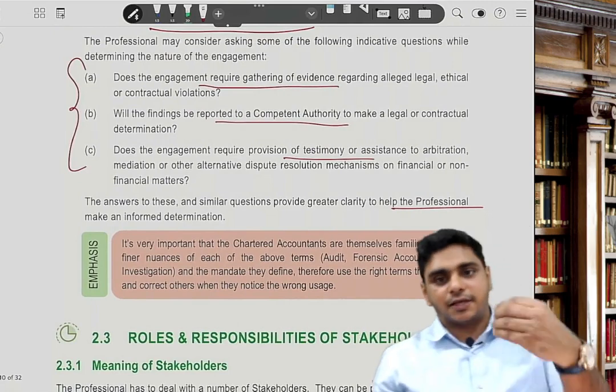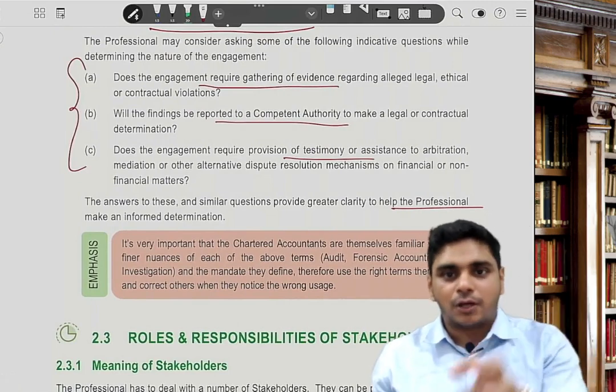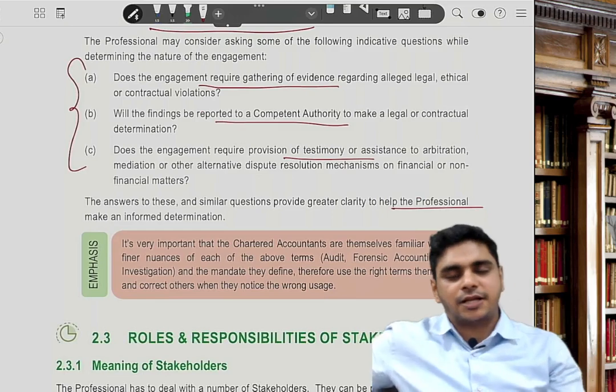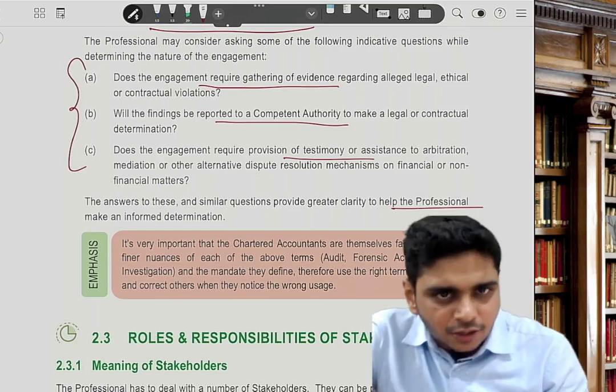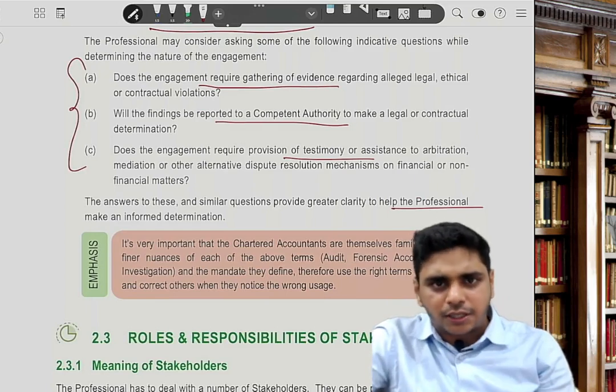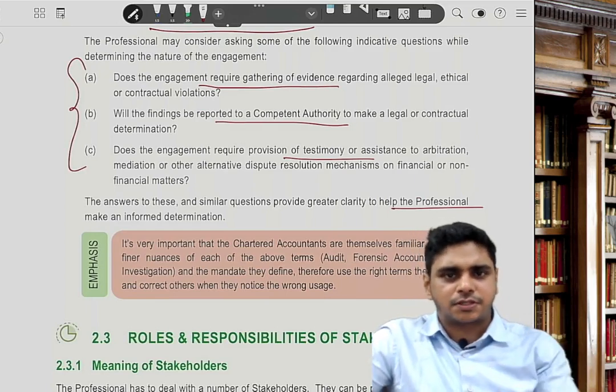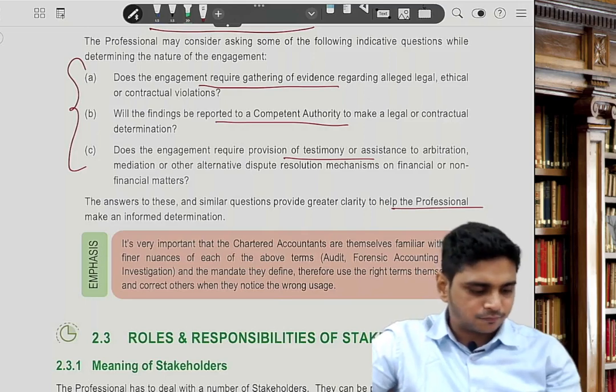So this they can ask in the exam to choose the odd man out. To decide whether it's a professional engagement or forensics or not, these three are the questions. Does the engagement require gathering of evidence? Will the findings be reported to an authority? Does the engagement require any provision of testimony or assistance? So mark whatever I have marked.